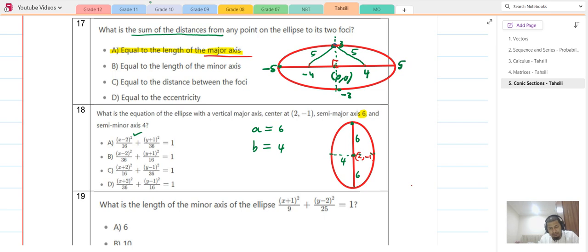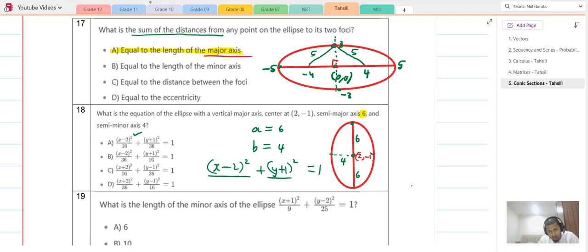Now the A value has to be along y, right? So there's a 36 here, y plus 1. So x minus 2, y plus 1. That's what we need to determine first. X minus 2 squared plus y plus 1 squared is equal to 1. Remember, we still need to put the a squared and the b squared.